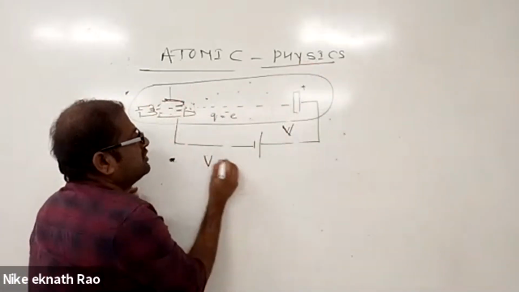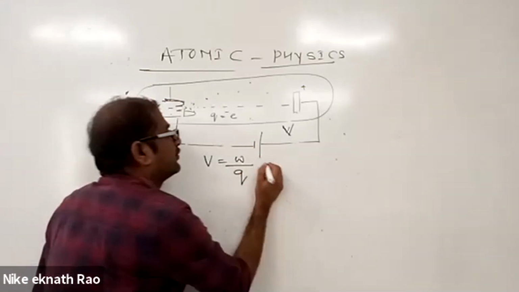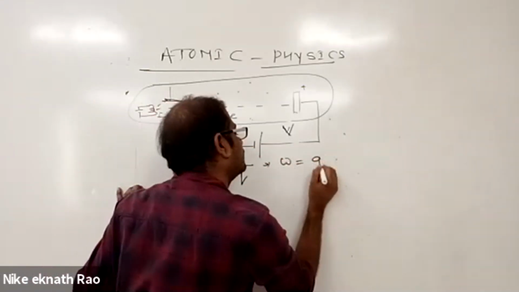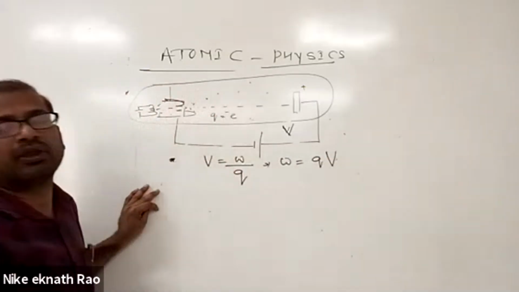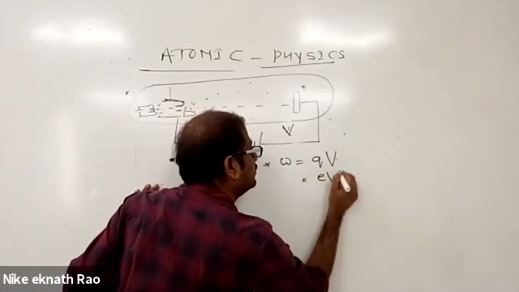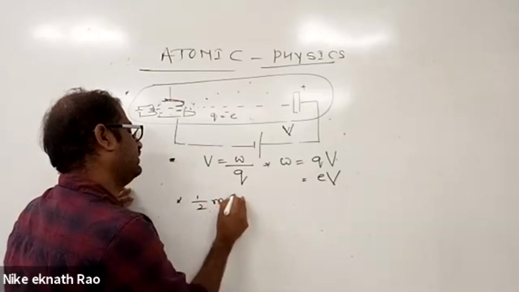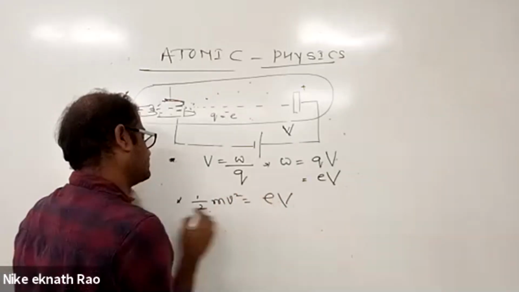By the definition of potential difference, it is the work done per unit charge. So how much work is done in accelerating the charged particle? The work done is Q into V. The charge of the electron is e, so the work done by the electric field is eV. This work done will appear as kinetic energy of the electrons.